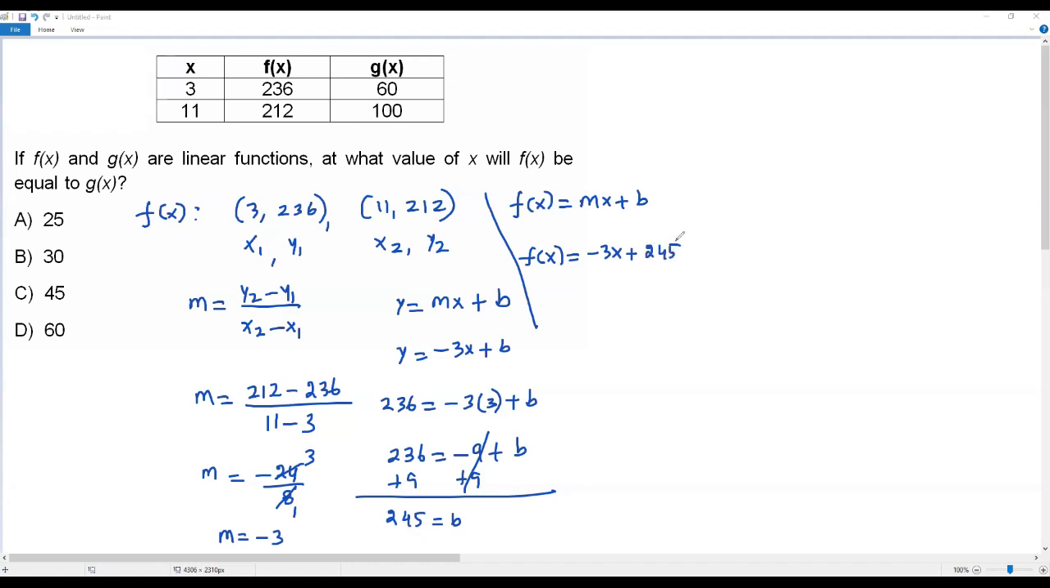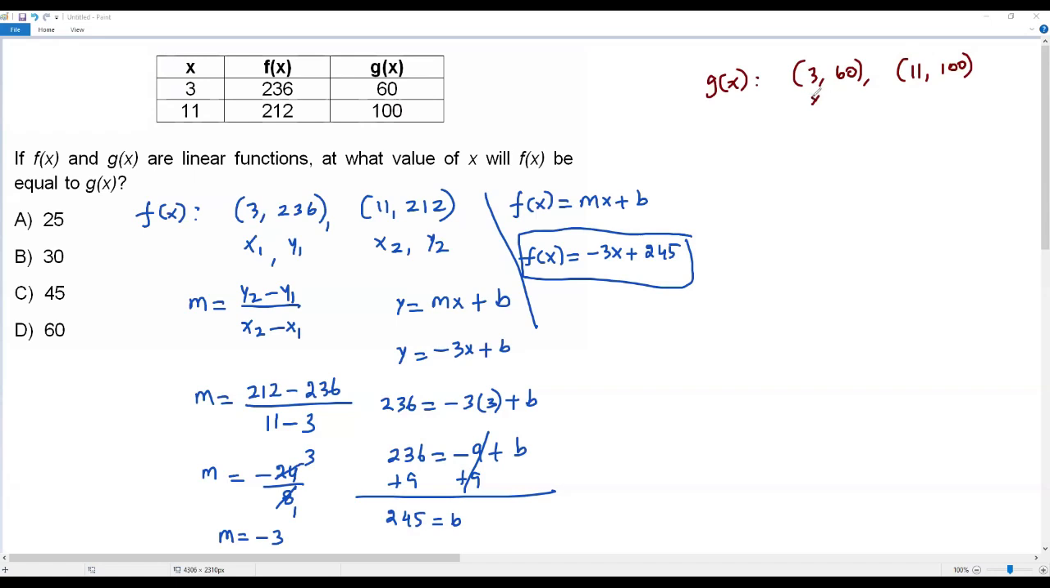Okay, now I got the linear function f of x. Now I'm going to find the other linear function g of x. For that we can consider the 2 points from the table, (3, 60) and (11, 100). Let me write it over here, g of x. So the 2 points are (3, 60) and (11, 100).